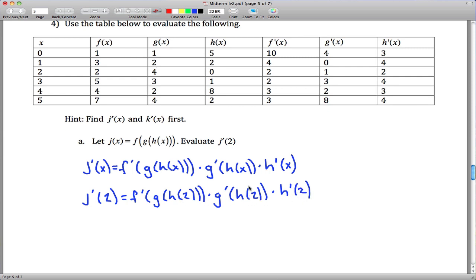And now we just got to go look up at the table to figure out all these numbers. H prime of 2 is equal to 2. H of 2 is equal to 0. And then we want g prime of that. So g prime of 0 is 4 up here. And h of 2, we already figured out, was 0. G of that, which is 0, is 1. And finally, f prime of that, f prime of 1 gives us a 4 right here. So our final answer is 4 times 4 times 2, 16 times 2, 32.